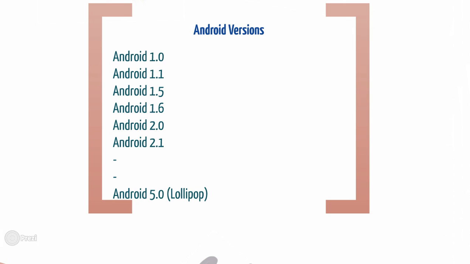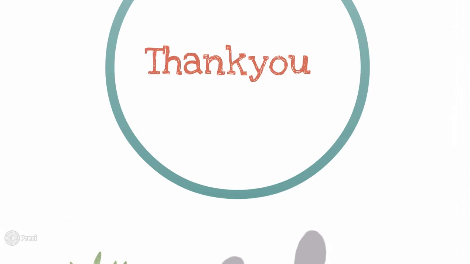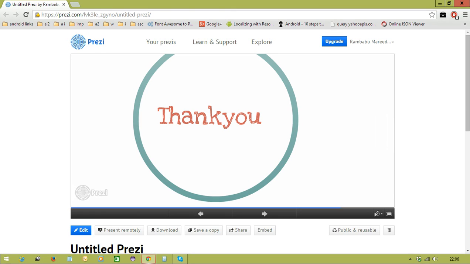So you need not bother about the version. Whether you're learning a lower version or a higher version, you just say that you are learning Android. That's it. It's not specific to a version. If you want to be specific, you can say you are learning Android 5.0. So that is pretty much the introduction.